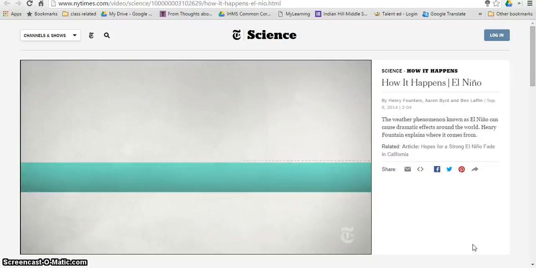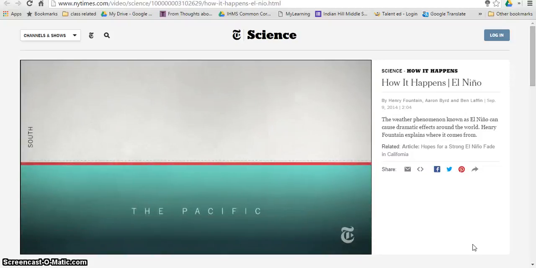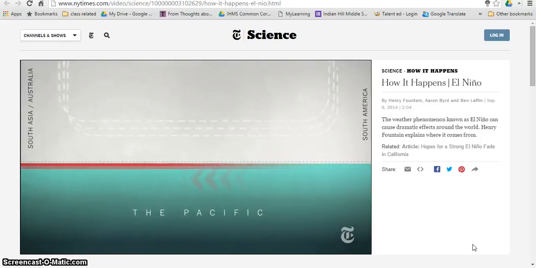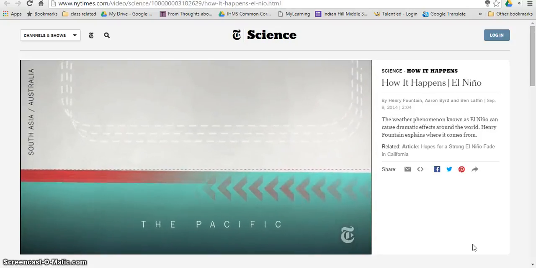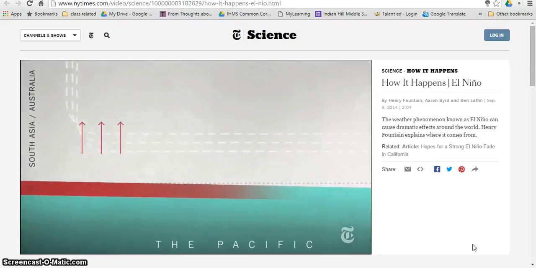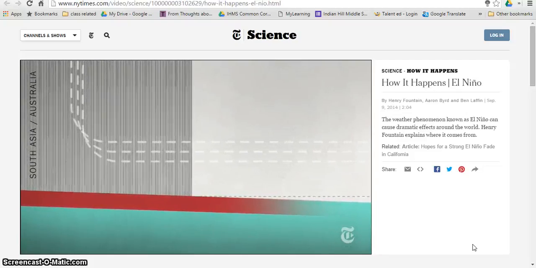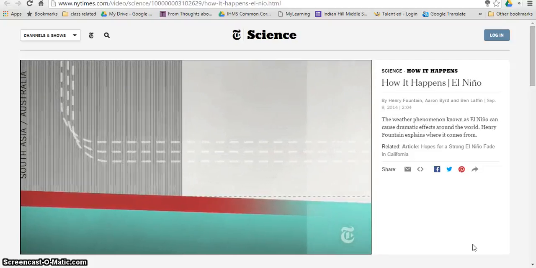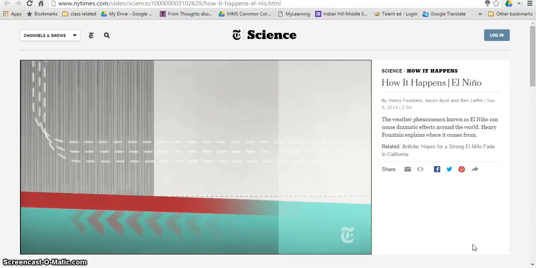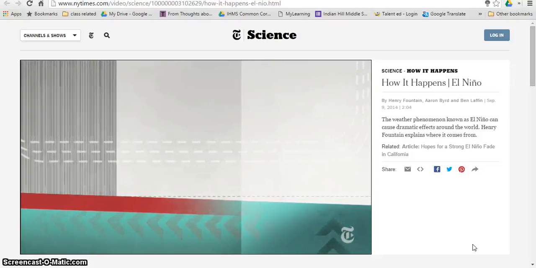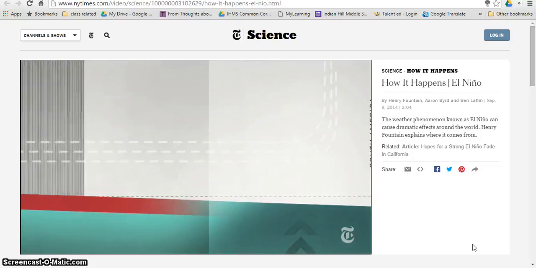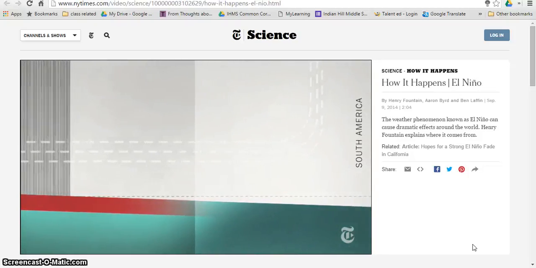Picture the equatorial Pacific. That's South Asia and Australia on the left, and South America on the right. Pacific trade winds normally blow from east to west, pushing warm surface water with them. The warm water evaporates, adding moisture to the air, bringing the annual monsoons to the region. In the eastern Pacific, as the surface water is pushed westward, cold water wells up from the deep to replace it. The cold water helps keep the air and the South American coast dry.